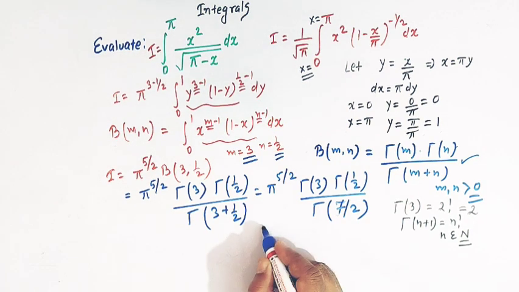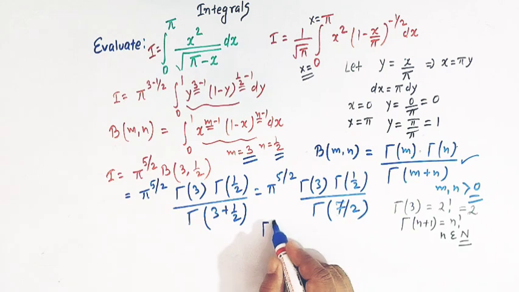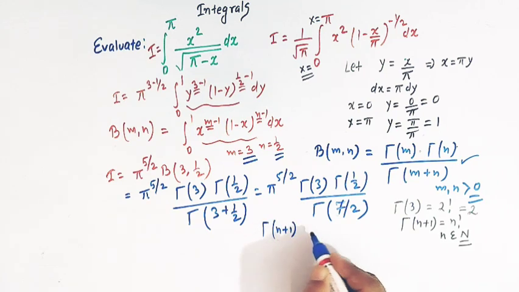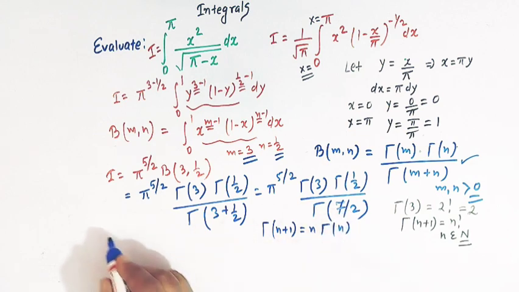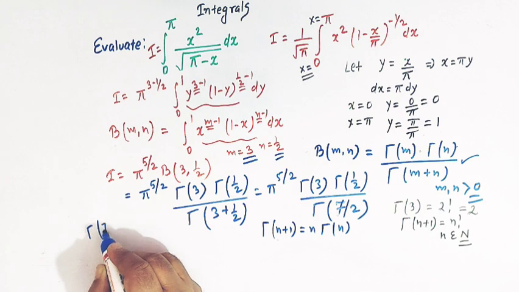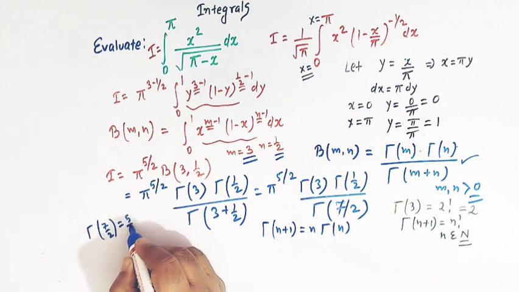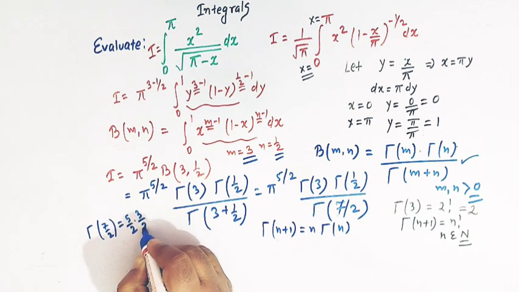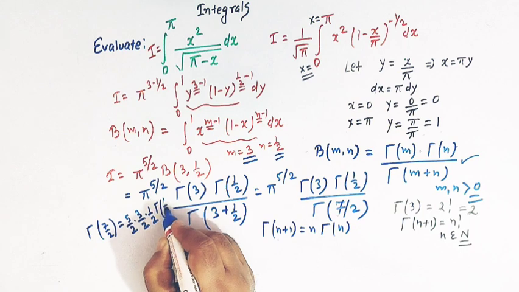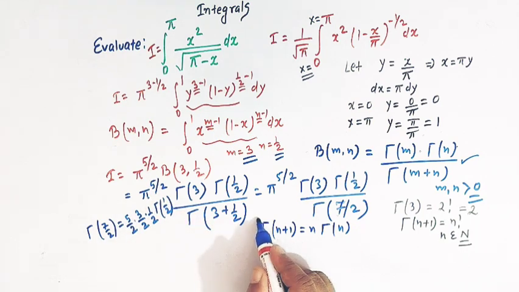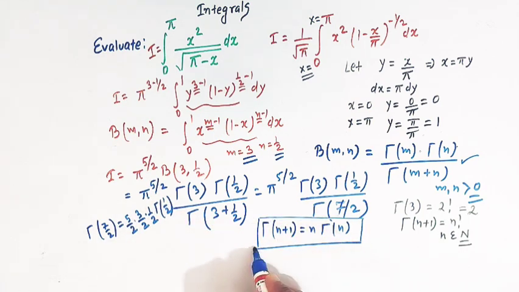And using an important relation, that is gamma of n plus 1 is equal to n times gamma of n, we can write gamma of 7 by 2 as 5 by 2 times 3 by 2 times half, and then we have gamma of half, right? Due to this result.